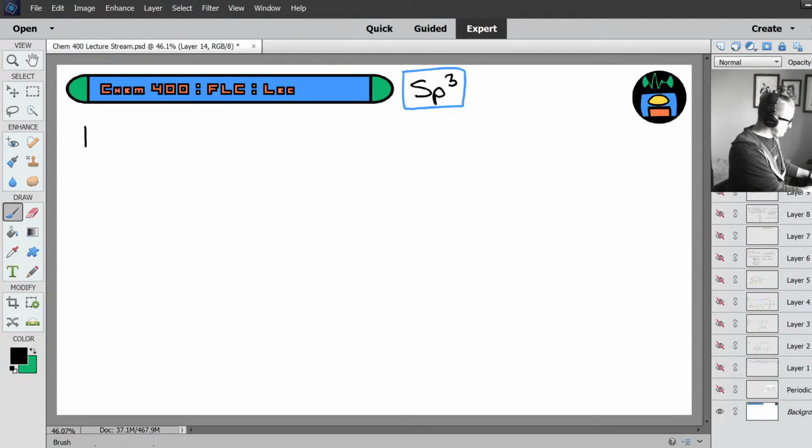Kate, great question. Kate just asked, is the electron configuration for carbon assuming that there is no hybridization? And the answer to that question is yes. The electron configurations tell you the orbitals that the electrons are in if you have an isolated atom that is not bonded to anything.